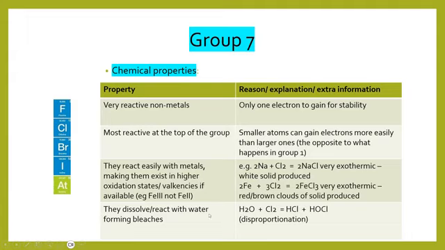And the last bit is all about the reaction with metals and that they make them into the highest valency or oxidation state possible. Like iron with chlorine will form FeCl3, not FeCl2. If you want to make FeCl2, you would have to react it with hydrochloric acid. And they dissolve in water, forming bleaches and acids.